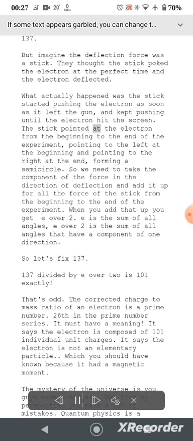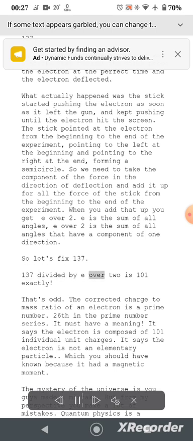The stick pointed at the electron from the beginning to the end of the experiment, pointing to the left at the beginning and pointing to the right at the end, forming a semicircle. So we need to take the component of the force in the direction of deflection and add it up for all the force of the stick from the beginning to the end of the experiment. When you add that up, you get e over 2. e is the sum of all angles, e over 2 is the sum of all angles that have a component of one direction. So let's fix 137.